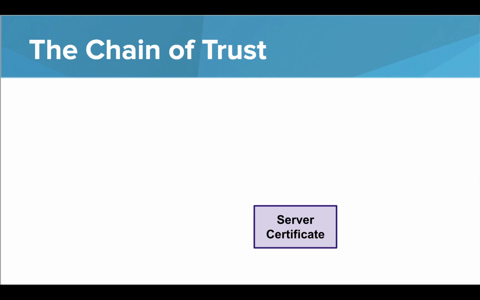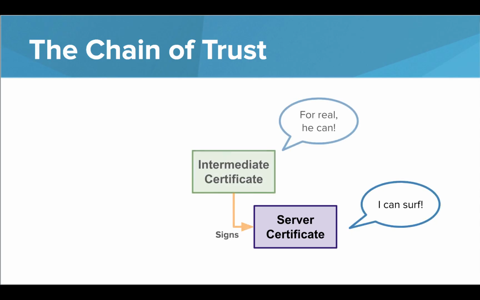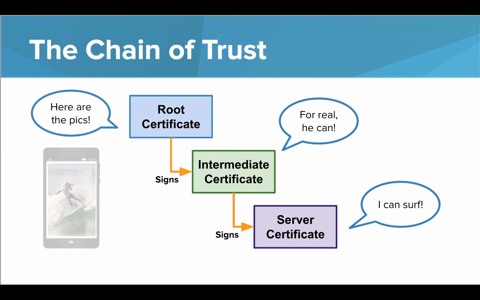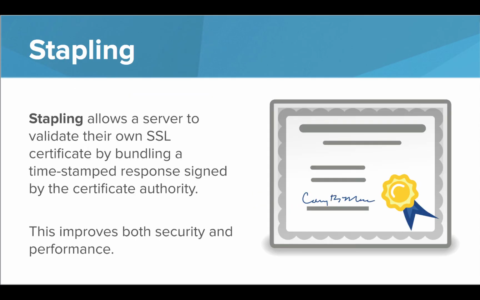Let's say you are the server certificate and you want to convince a new friend that you are a really good surfer. They might not take your word for it, so you pull in your brother, the intermediate certificate, who vouches for you and says that your word can be trusted. Your new friend still isn't convinced, so you call over your mom, the root certificate, who shows photos of you surfing.